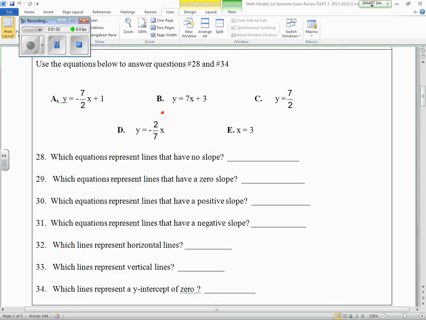All right, which equation represents the lines that have no slope? How do you know which ones have no slope or undefined slope? They don't have a y variable anywhere. Look at that guy. Which equation, 29, represents the line that has a 0 slope? How do you know which one that's going to be? Won't have an x variable.